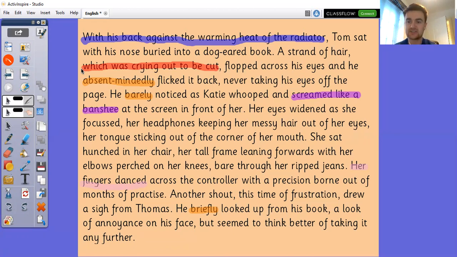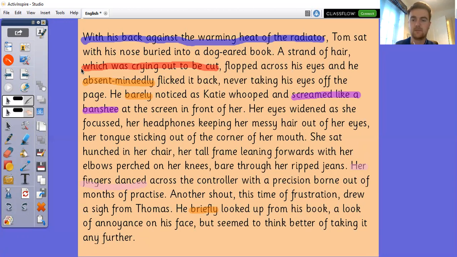Screamed like a banshee, so we've got a simile comparing her scream to something else. Her fingers danced across the controller. That's some personification, so making her fingers out like they are their own people. Those fingers wouldn't normally dance, obviously. And we've also got a lot of show don't tell type things.